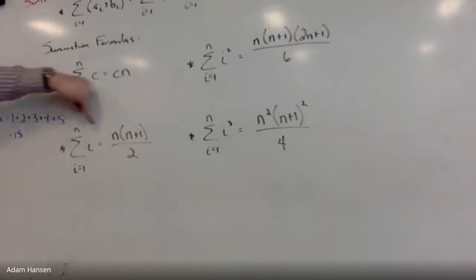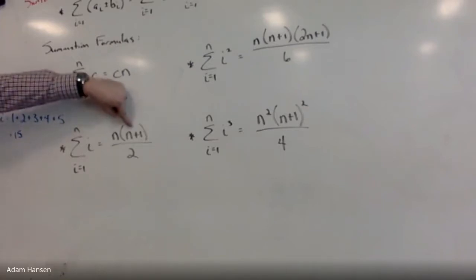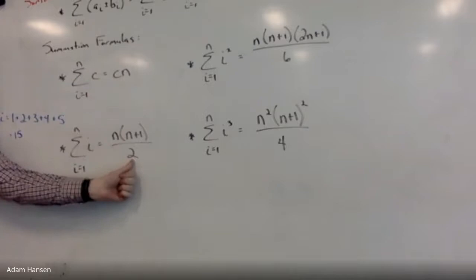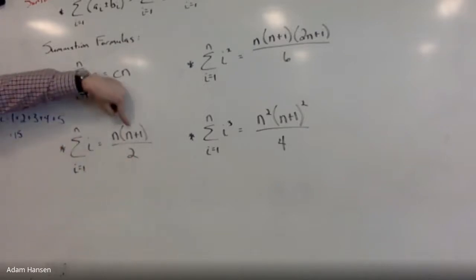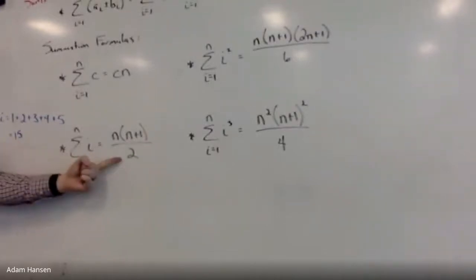Using this summation notation formula here, I can take 5 times 5 plus 1 over 2. 5 times 6 would be 30, divided by 2 is the same 15 I got. The sum of the first n integers is given by n times n plus 1 over 2.